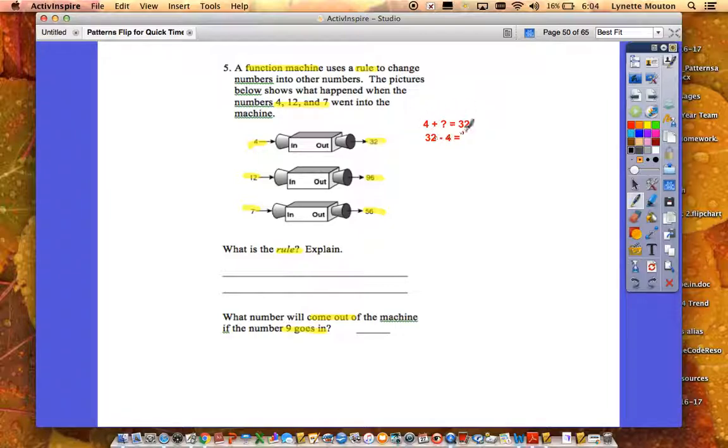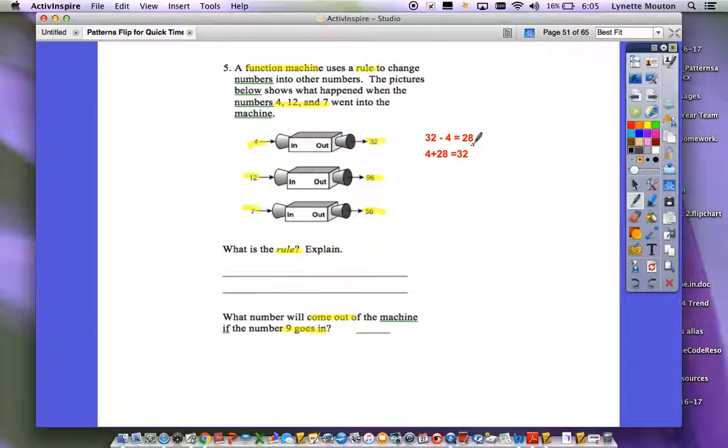And you can use the inverse operation if you're good at subtraction. 32 minus 4, because it's a fact family, will give you the number that belongs here. And 32 minus 4 gives you 28. So we take that 28, 4 plus 28 gives you 32. Just use the inverse operation to find the answer. Now, if it works here, it also has to work with all of these.